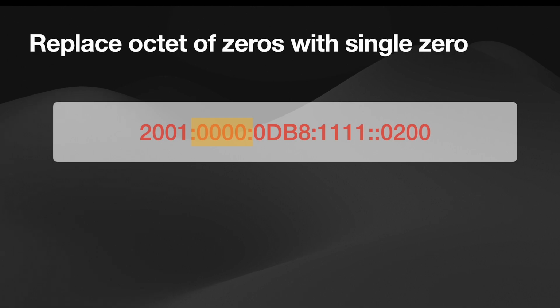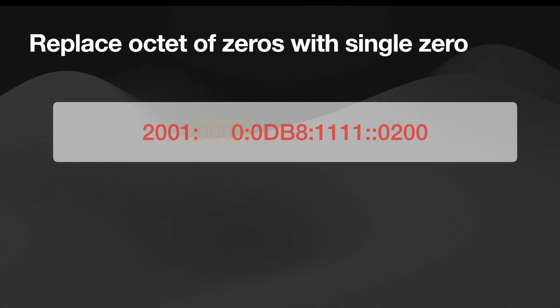So how can we address this issue right here? We got a couple zeros there. Well, we can actually shorten that by just replacing it with a single zero. That will let you know that that whole octet is filled with zeros. But we can just write it as having 1 0. But there is more we can do.